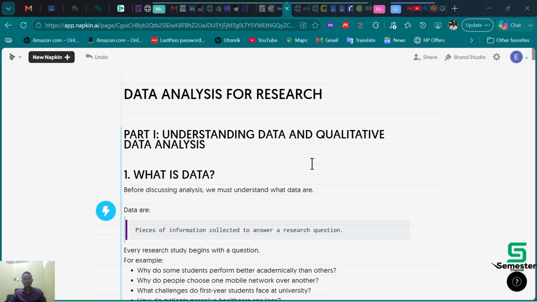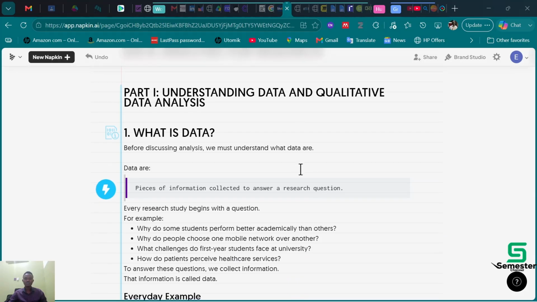Data analysis is a very important aspect of research work and thesis alike, and we would like to take you through understanding data and qualitative data analysis. So this session will be grouped into two, right? The first part will be on qualitative analysis, and then the next part will be on quantitative analysis, right? All right, so let's move on.